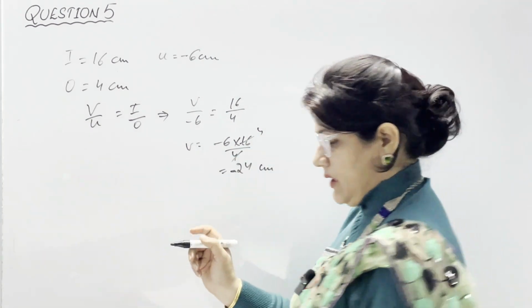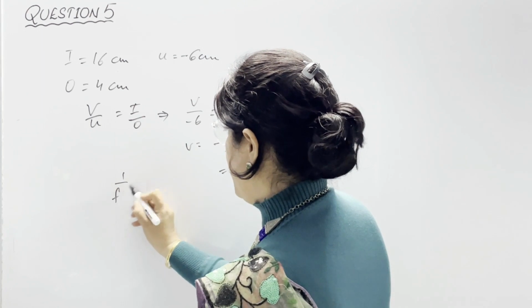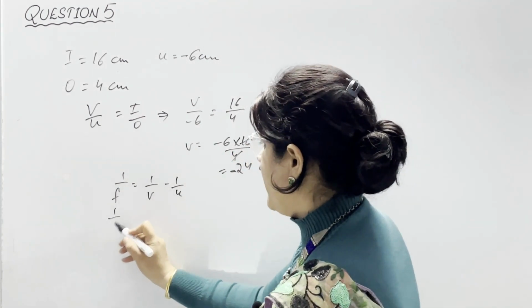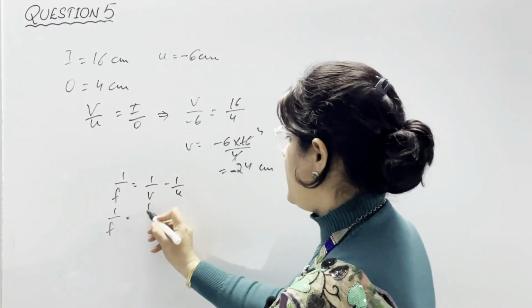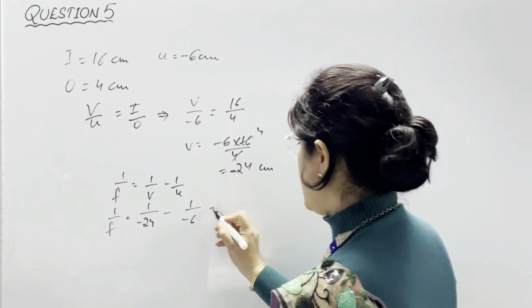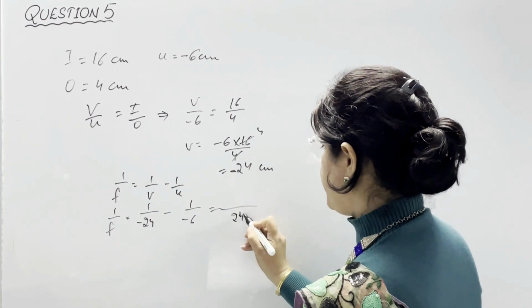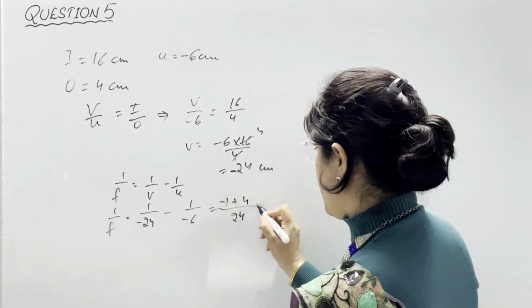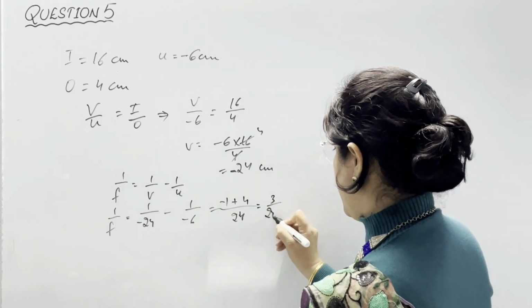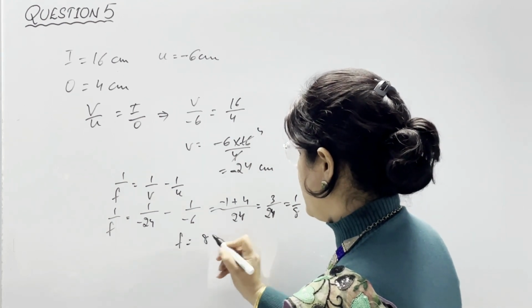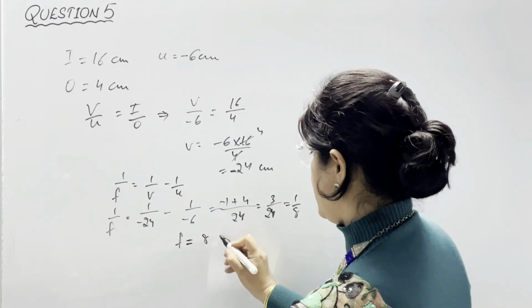C, find the focal length of the lens. So 1 upon F is equal to 1 by V minus 1 by U. Now 1 upon F is equal to 1 by V, that is 1 upon minus 24, minus 1 upon U, that is minus 6. Taking the LCM 24: minus 1 plus 4 gives 3 upon 24. It means 1 upon 8. So focal length is equal to 8 centimeter.